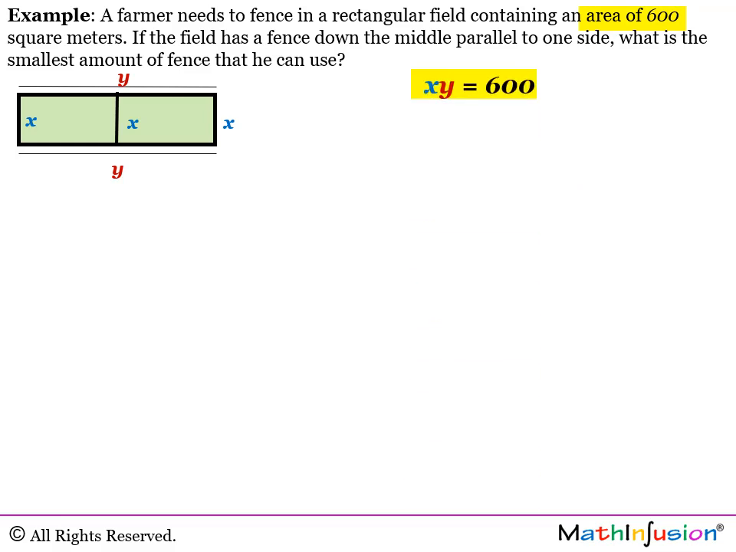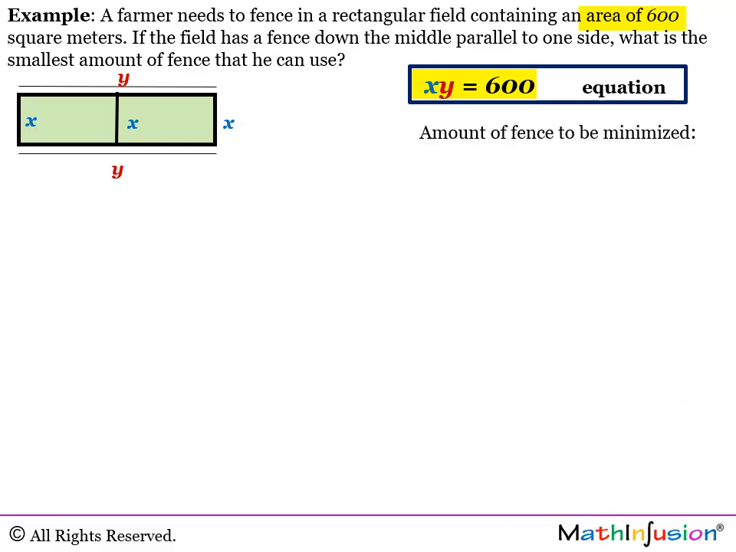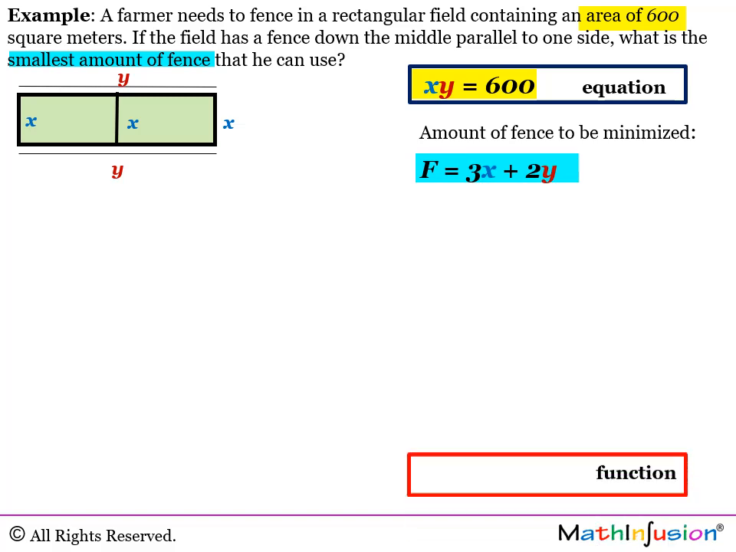This means that x times y, the total area, must be 600. This is an equation. If you take a value of x, you're stuck with only one value of y. Let's see now what do we have to minimize. The amount of fence. What is the amount of fence? Oh well, just look at the drawing. We have 3 times x and we have 2 times y. So f equals 3x plus 2y. This is a function.